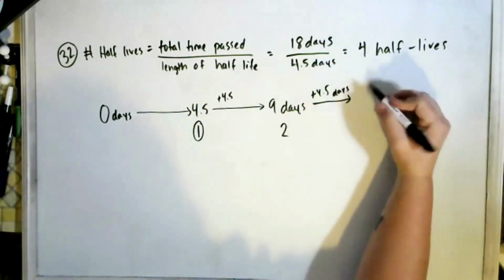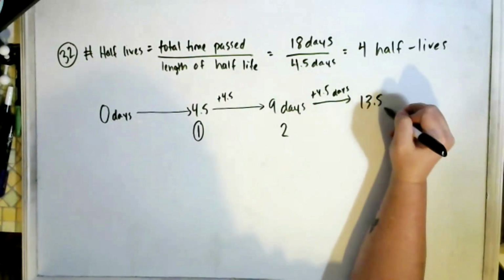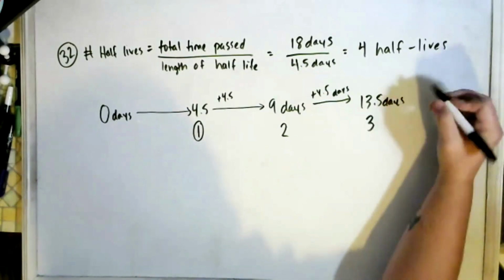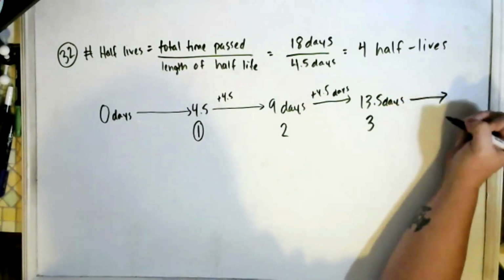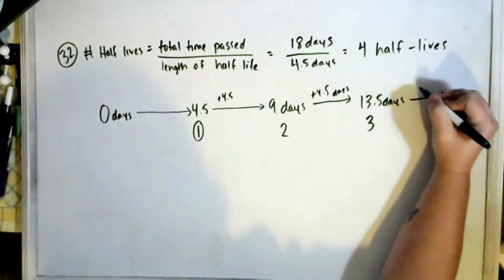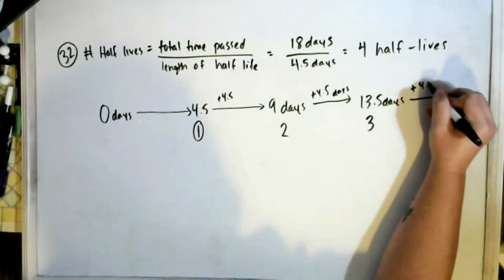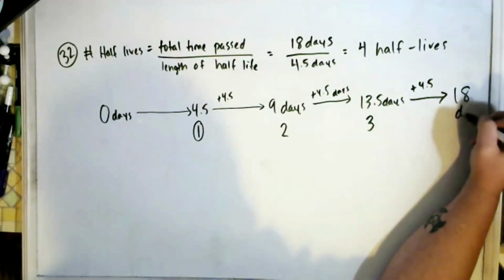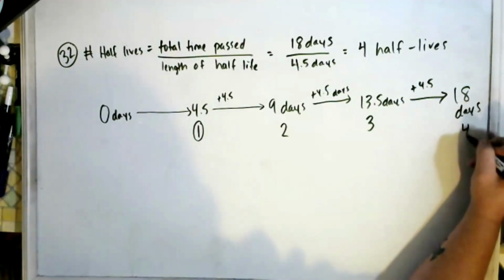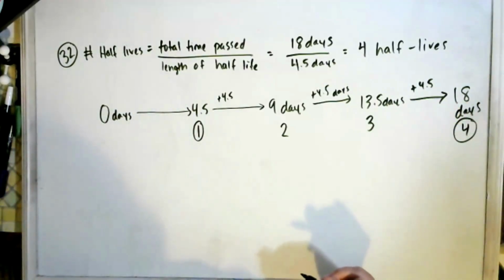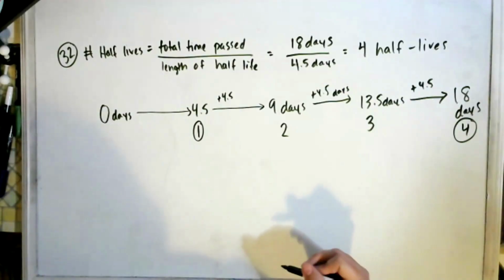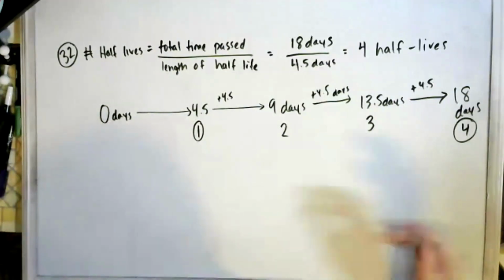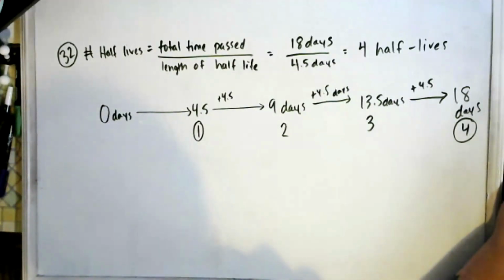I'm going to add another 4.5 days to that. 10, 11, 12, 13.5. That's my third half-life. And then I'm going to add 4.5 more days to that, and that's going to give me my 18 days. And at 18 days, that's my fourth half-life. So either of those methods would be fine for figuring out the number of half-lives that have gone by in a certain time period.